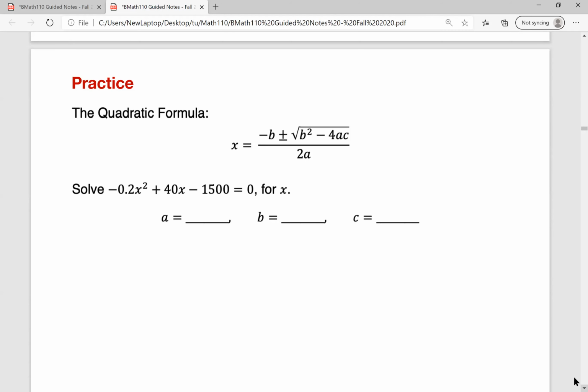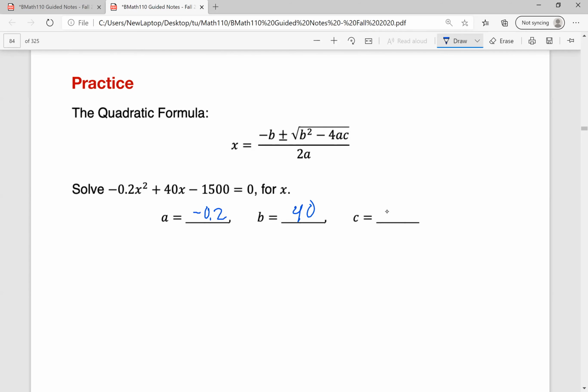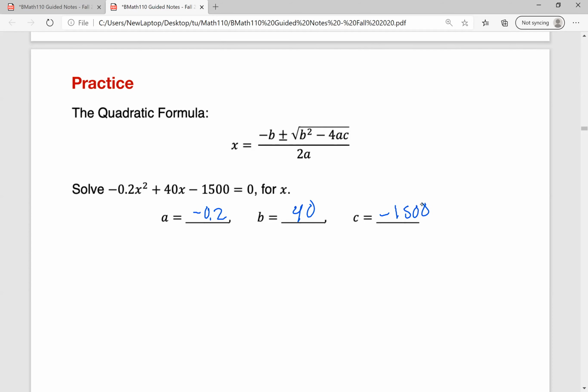Okay, so this is another practice. We can try going back to the problem above, where we talked about the profit function. So I have a here is -0.2, b here is 40, c here is -1,500. This is kind of funny because at the top they didn't show you the quadratic formula in order to find the x-intercept, and now they show it after you finish the problems. Anyway, let's go ahead and do it.